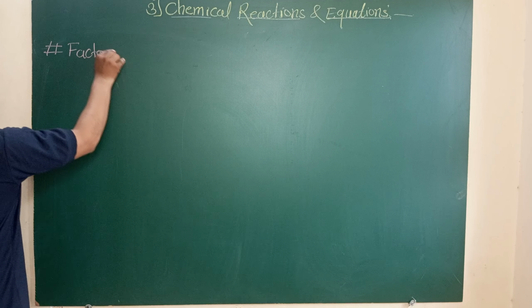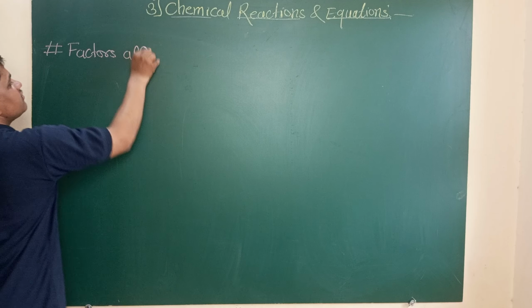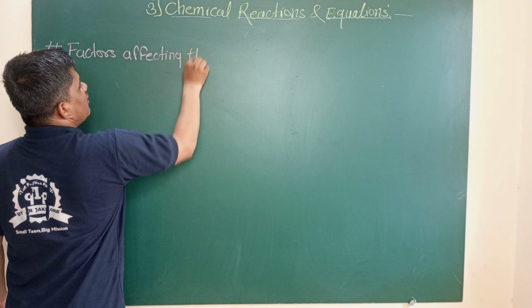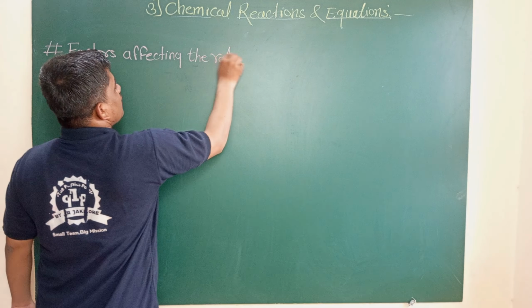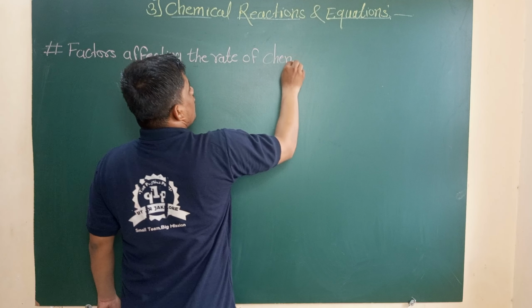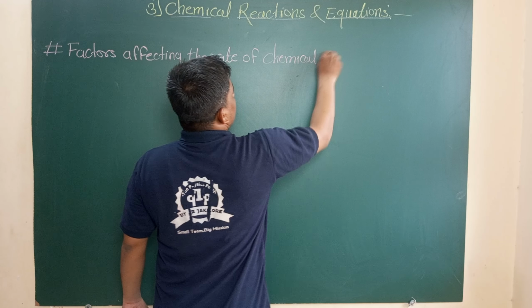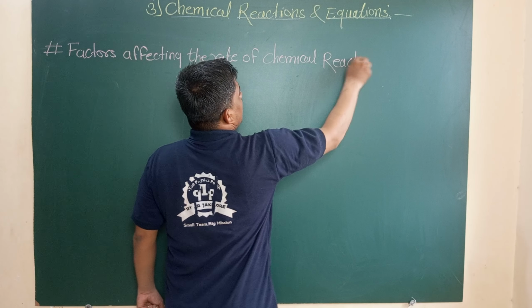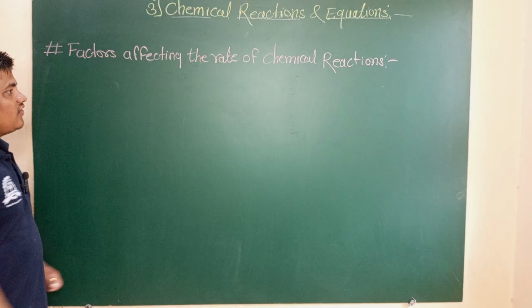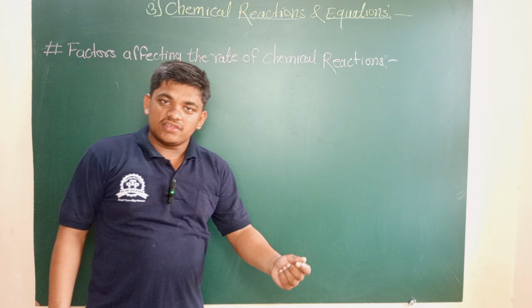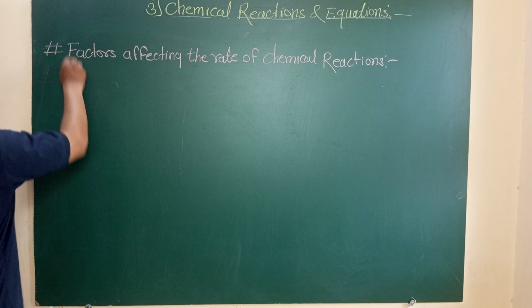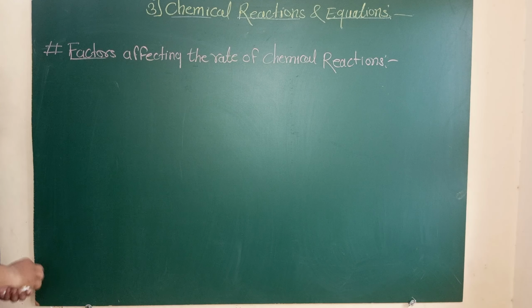Factors affecting the rate of chemical reaction. Please take this heading. Rate of chemical reaction is the speed at which a chemical reaction converts reactants into products, more frequently or more fast. These are some factors.